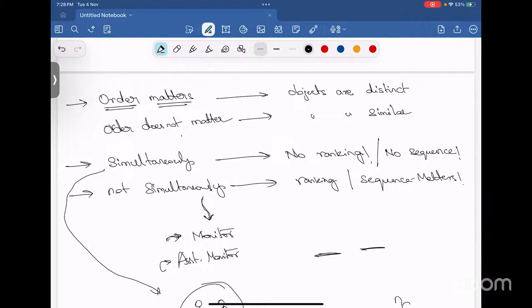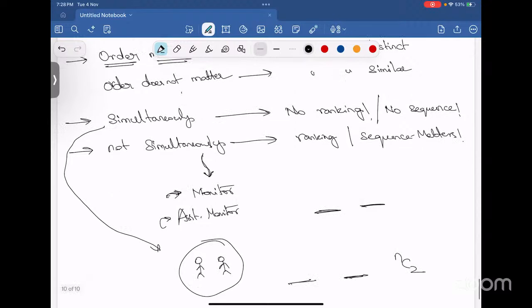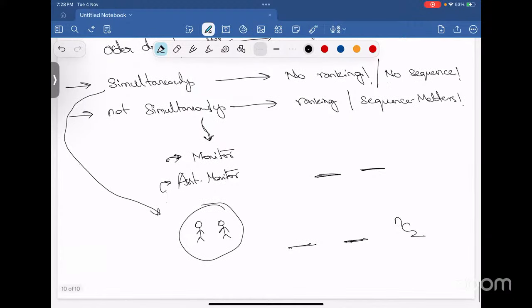So how do with replacement and without replacement come into the picture? If I say the person who has become monitor cannot be an assistant monitor, or that a person can only take one role, then once I choose one person here, I cannot choose him in the next. Right? So that is basically without replacement.